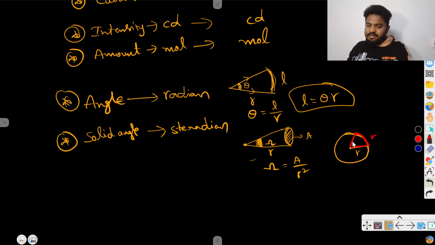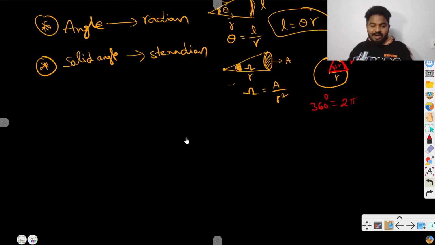Now the edges of this part, which part is it? The arc length is equal to the radius of the circle. Then the angle subtended by such an arc length is called 1 radian. Here 360 degrees is equal to 2 pi radians. Remember this, it will be useful. 360 degrees is equal to 2 pi radians.